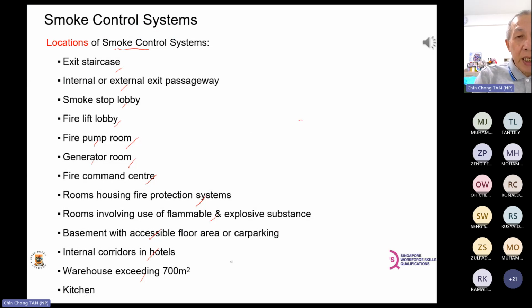So when you see the word CFD, it stands for computational fluid dynamics, a computer kind of simulation that you need to use some kind of software to simulate the smoke flow, and you must show it to the civil defense, and if found acceptable, then they can approve your design. This is called performance-based.